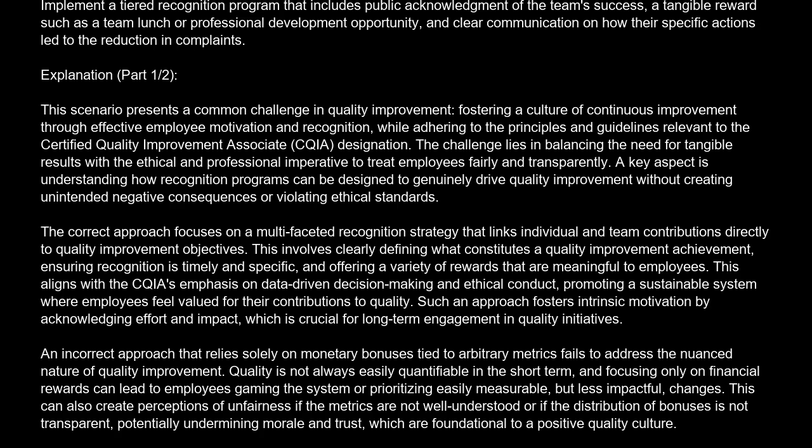An incorrect approach that relies solely on monetary bonuses tied to arbitrary metrics fails to address the nuanced nature of quality improvement. Quality is not always easily quantifiable in the short term, and focusing only on financial rewards can lead to employees gaming the system or prioritizing easily measurable, but less impactful changes. This can also create perceptions of unfairness if the metrics are not well understood or if the distribution of bonuses is not transparent, potentially undermining morale and trust, which are foundational to a positive quality culture.